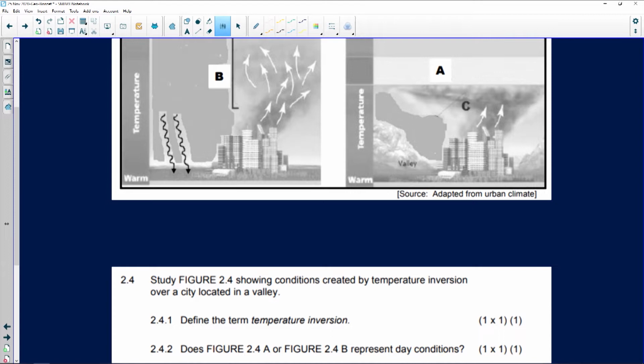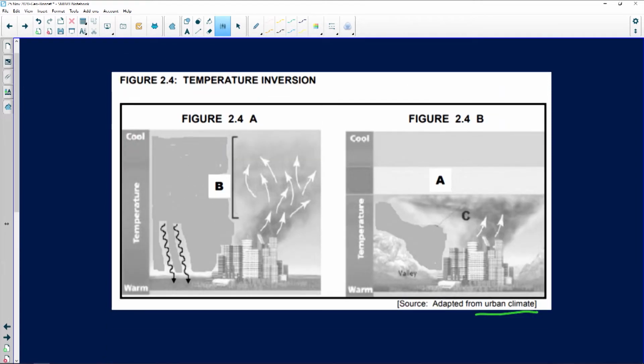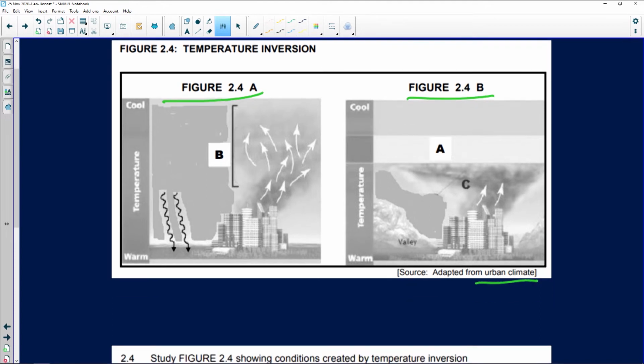Let's quickly get into this. So we're quickly going to have a look at urban climates, and we have two diagrams that represent 2.4a and 2.4b. First of all, I want you to pay attention to the following: the one is situated in a valley, and the other one is just normal on a flat surface. And there are some arrows that probably represent insulation.